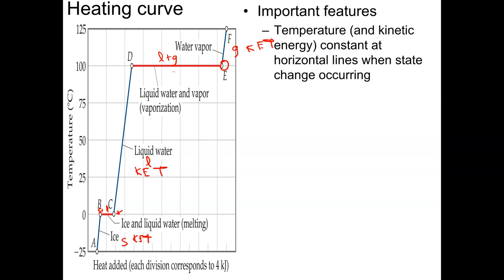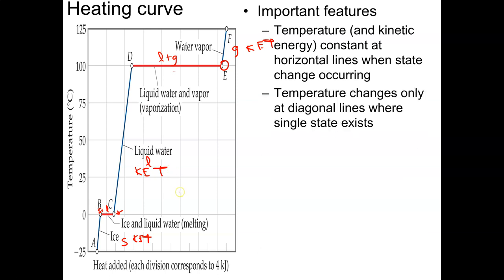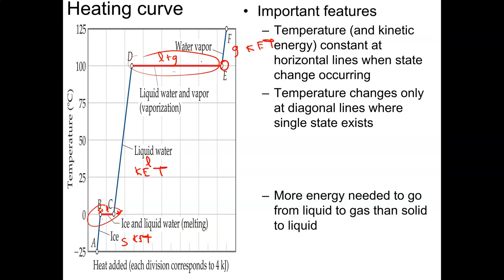So temperature and kinetic energy are constant in horizontal lines, as we just stated. Temperature changes only at diagonal lines where a single state exists. So remember that temperature only changes at the diagonals. You can tell that based on the graph. By the way, which one of these requires more energy, to make something melt or to boil? The answer is boil. That's because the line is longer. So when you're comparing random things together, if the line is longer for this than this, which usually it is, it means you need more energy.